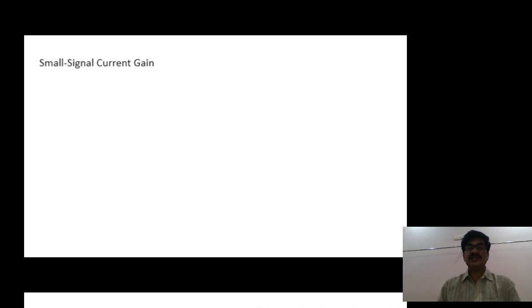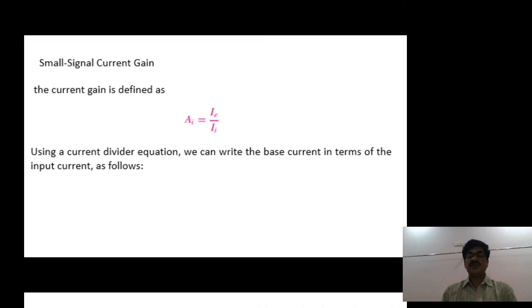Similarly, the current gain means, as per the circuit, IE divided by Ii. From the input, the base current IB is derived like Ii into R1 parallel R2 divided by R1 parallel R2 plus RIB. From the fundamental relations, at the input circuit, the IB is derived like this.